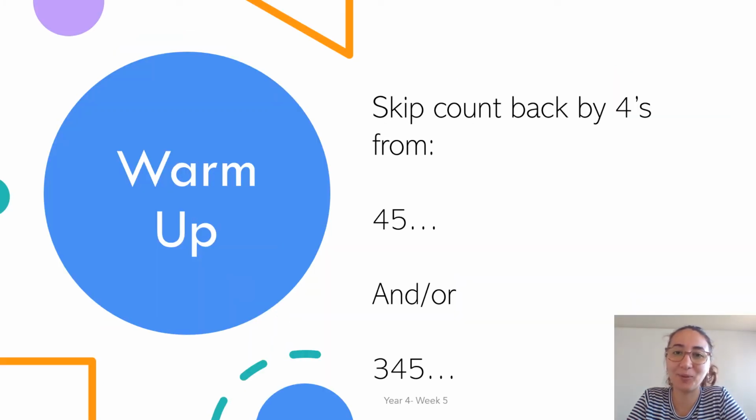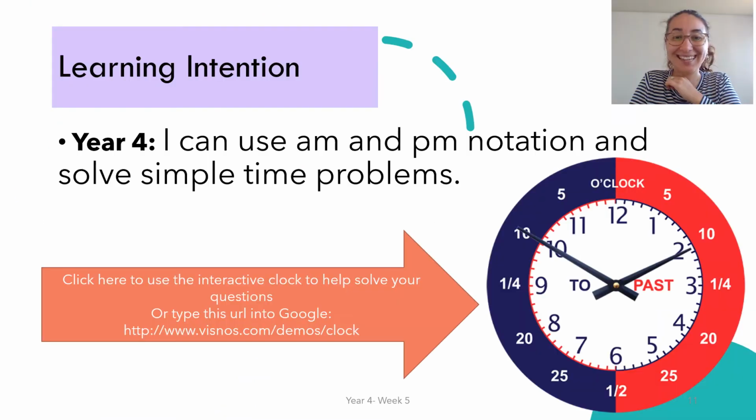So we've got our warm-up. You'll pause the video and skip count back by 4s from 45. Again, you can skip count back using your fingers, which are amazing tools. You may use paper. You might also use some concrete materials, like getting some forks, 45 to keep track of using 4. It's up to you. Whatever works, just have some fun. And I'll see you at the next slide.